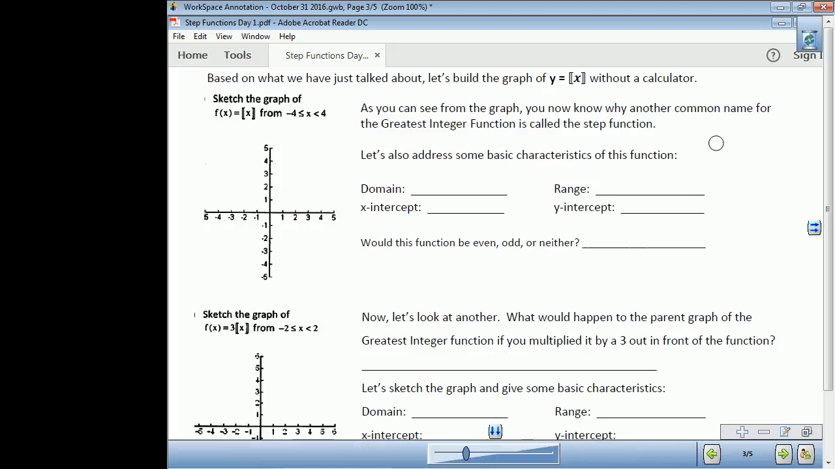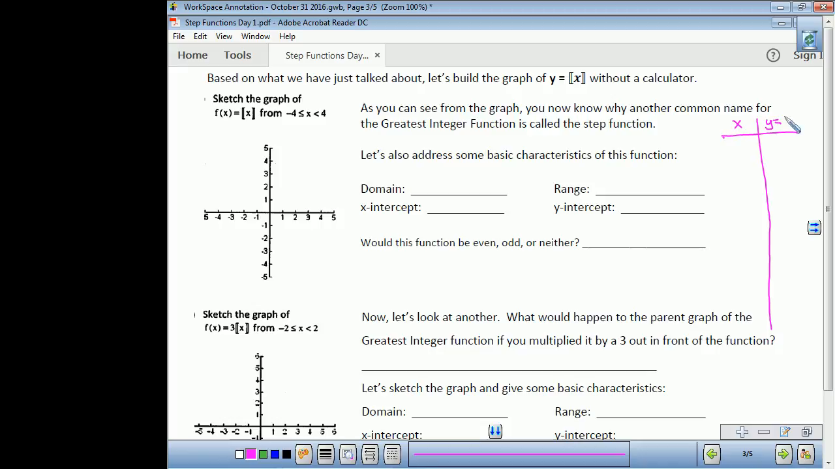I'm going to do a table, but I don't want you to copy this at all. Don't copy this table. So I'm going to pick some x values. You're going to do it just because I said don't. Okay, that's fine. All right.